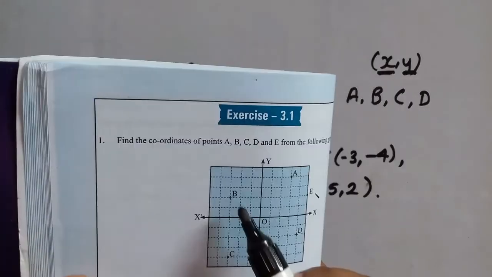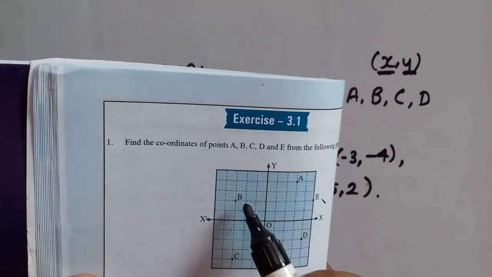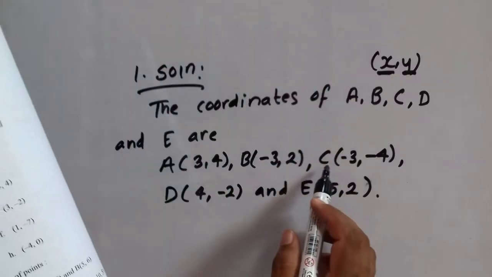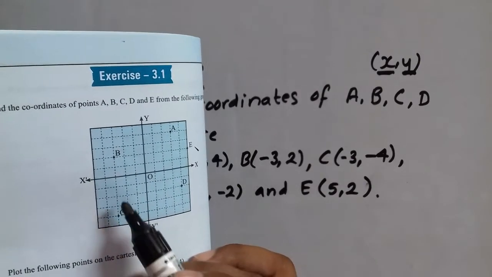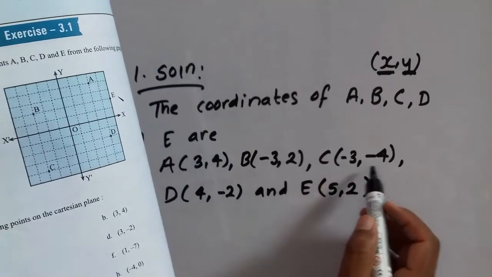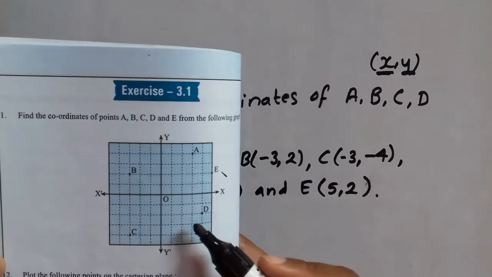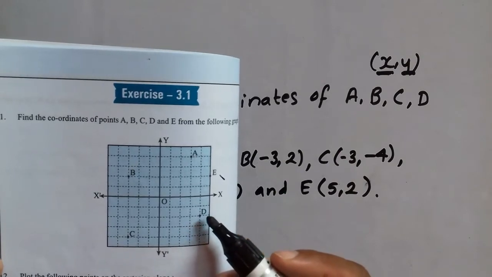Here we can see this a and e are all positive because this lies in first quadrant. In b, x is negative and y is positive because this lies in second quadrant. For point c, both are negative because this point c lies in third quadrant, and in third quadrant x and y both are negative, and in this point d, x is positive and y is negative.